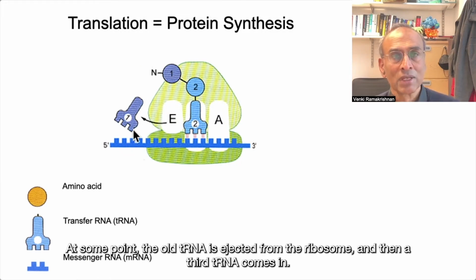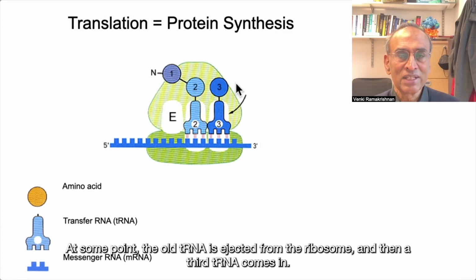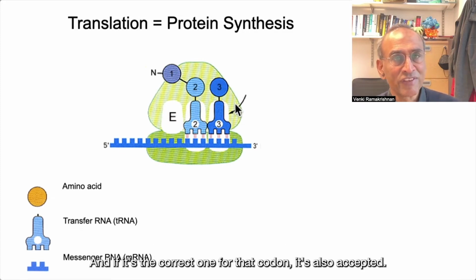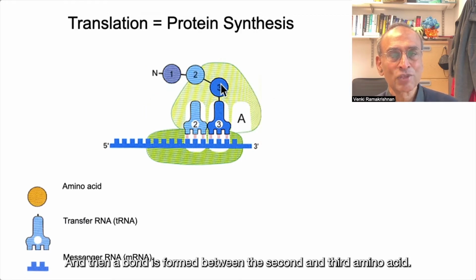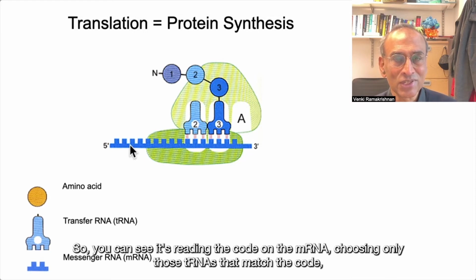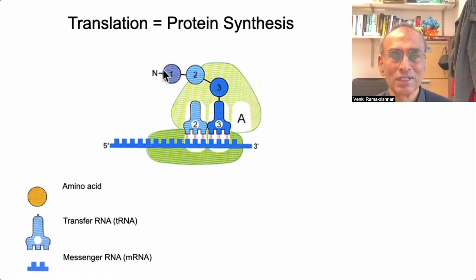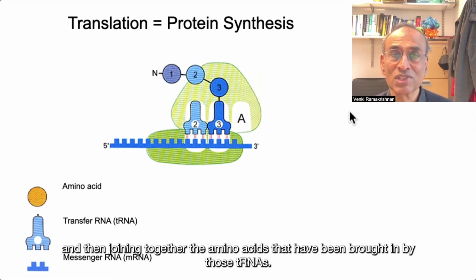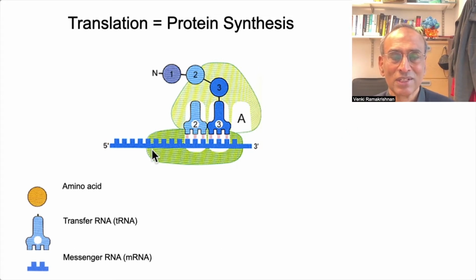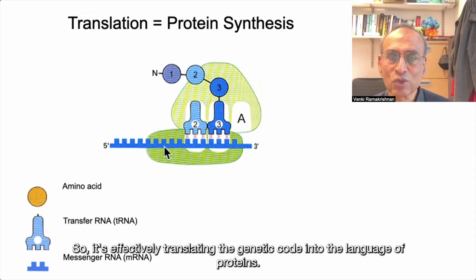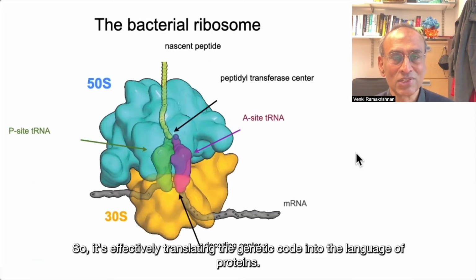At some point, the old tRNA is ejected from the ribosome, and then a third tRNA comes in, and if it's the correct one for that codon, it's also accepted, and then a bond is formed between the second and third amino acid. So you can see it's reading the code on the mRNA, choosing only those tRNAs that match the code, and then joining together the amino acids that have been brought in by those tRNAs. So it's effectively translating the genetic code into the language of proteins.